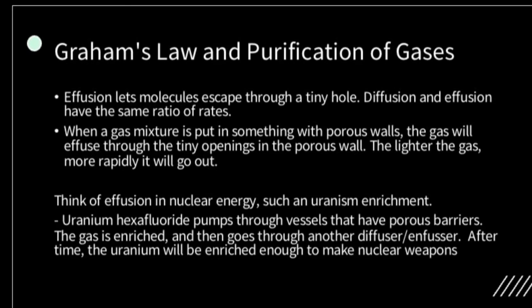We can think of effusion in nuclear energy, such as uranium enrichment. Uranium hexafluoride pumps through vessels that have porous barriers. The gas is then enriched and goes through another diffuser. After time, the uranium will be enriched enough to make nuclear weapons. Some militaries, such as the US military, actually restrict countries from having uranium hexafluoride so that they are unable to make nuclear weapons to go against them.